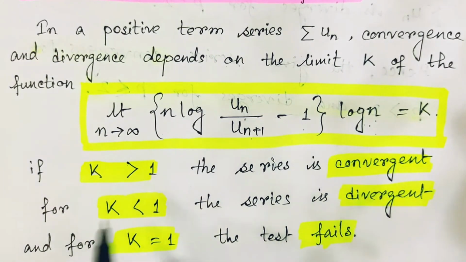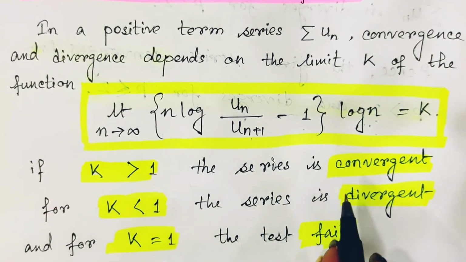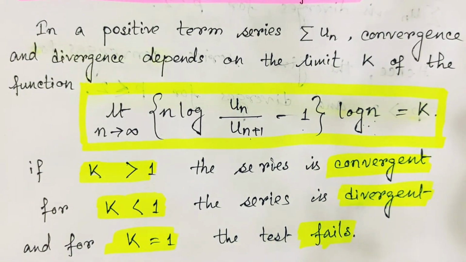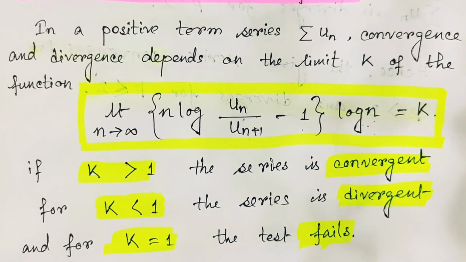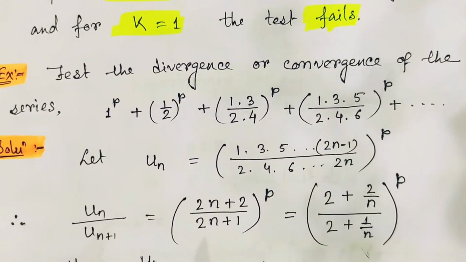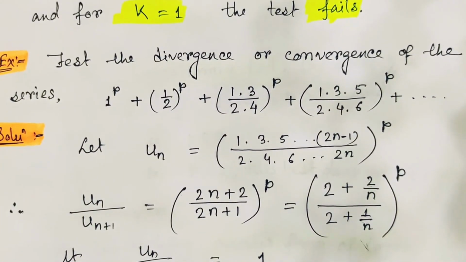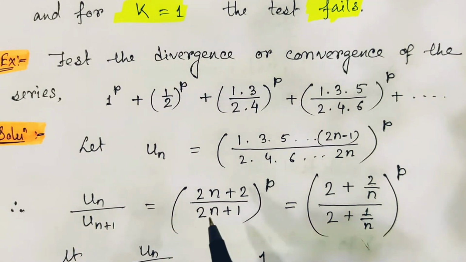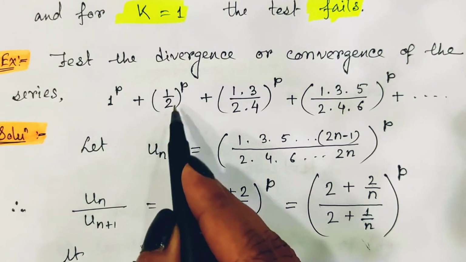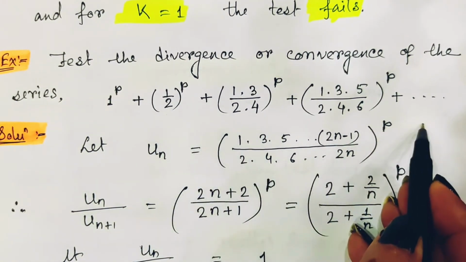So now here for k greater than 1, the series is convergent. For k less than 1, the series is divergent, and for k equal to 1, the test fails. So let us do one example supporting this alternative logarithmic test. So for that, the example is: test the divergence or convergence of the series 1 to the power p plus 1 by 2 to the power p. In this way, this one is the given series.